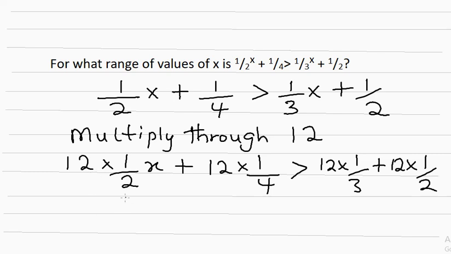12 divided by 2 is 6, so 6 over x. Here I have 3, greater than, here I have 4. This is supposed to be x right here, that's 1 over 3x, so here I'm having 4 over x. Then, of course, 12 over 2.